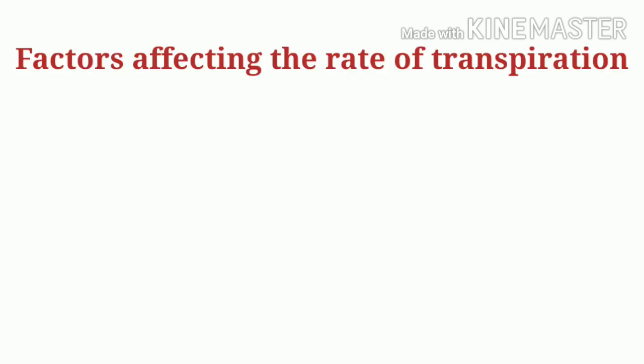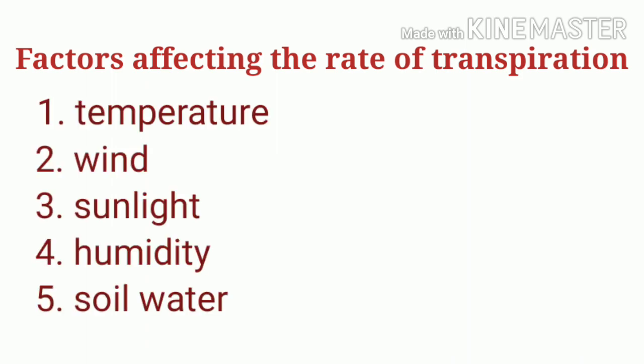The factors which affect the rate of transpiration are temperature, wind, sunlight, humidity, and soil water. When temperature, wind, and sunlight increase, the rate of transpiration also increases. But when humidity increases, the rate of transpiration decreases because the atmosphere is already saturated with water. In the same way, the lower the amount of water in the soil, the slower will be the rate of transpiration.